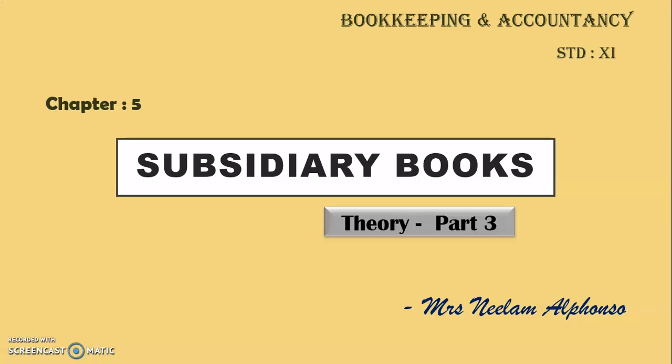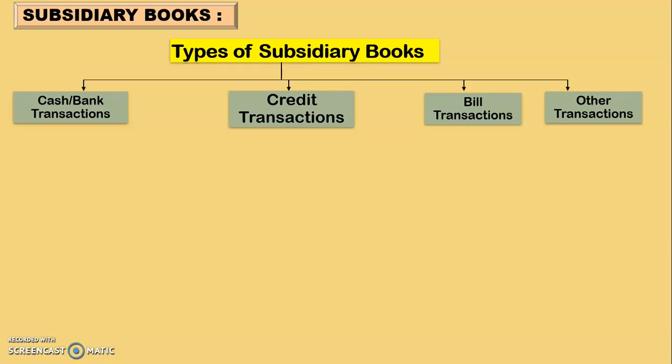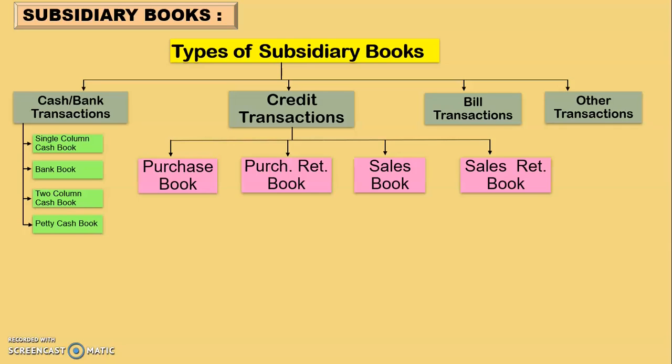Hello students, let's proceed with our subsidiary books. Now we have already seen all these cash books where all the cash transactions are recorded. Today we'll see all the books which are maintained to record all the credit transactions. There is a purchase book, purchase return book, sales book and sales return book.